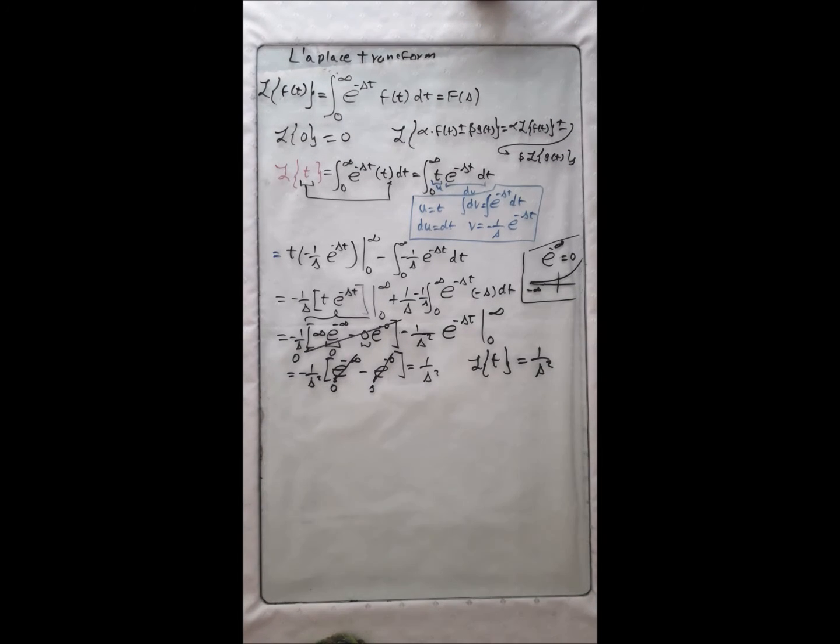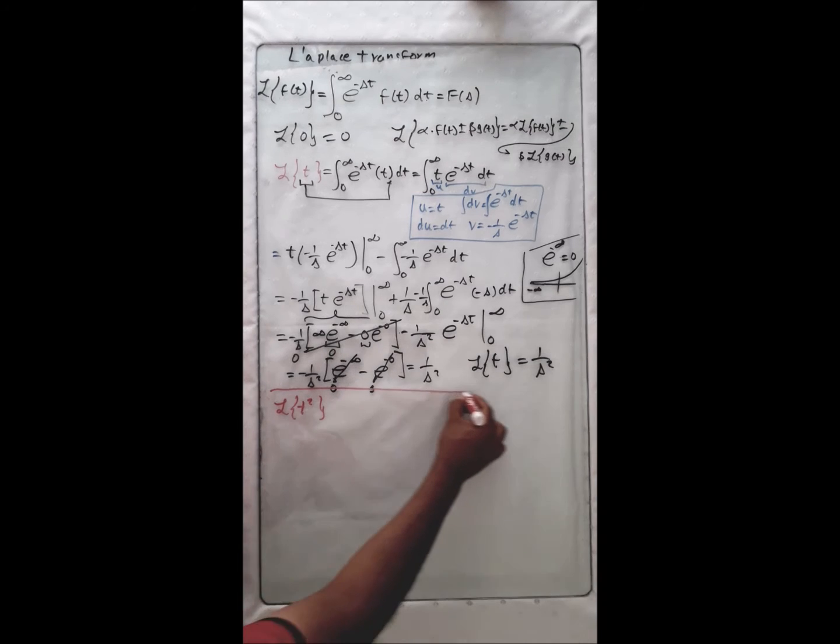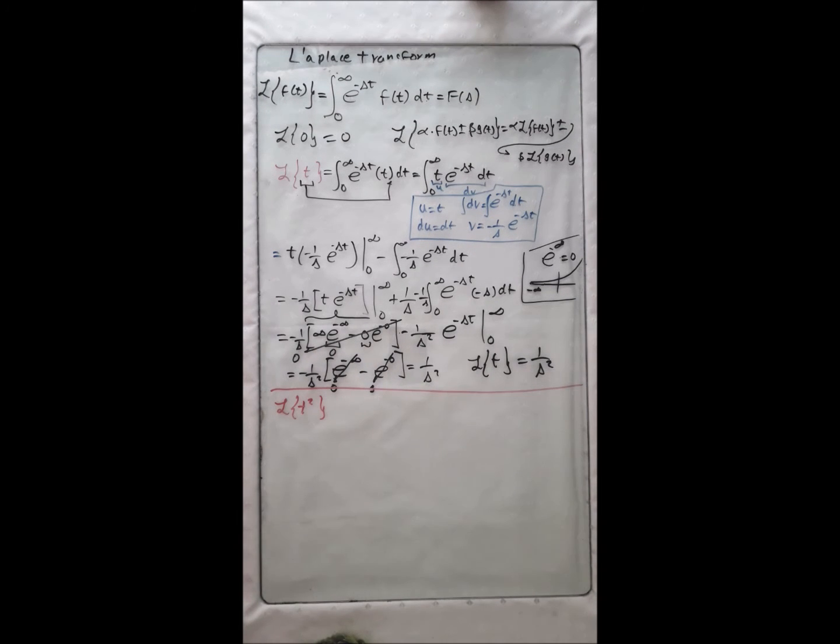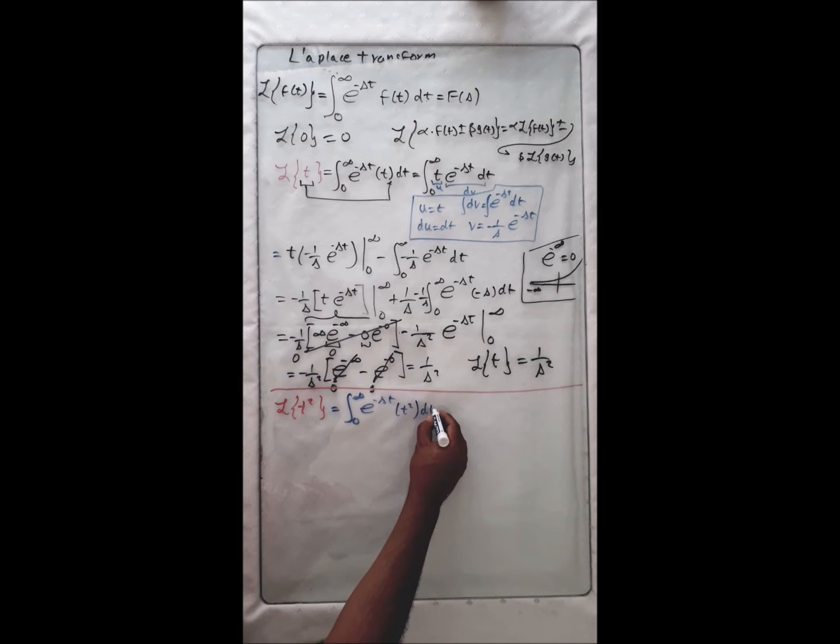Alright. Okay, let's make the Laplace transform of t squared. Let's see what happens. So by definition, again, this is going to be the integral from 0 to infinity of e to the minus st, and then here t squared, dt.